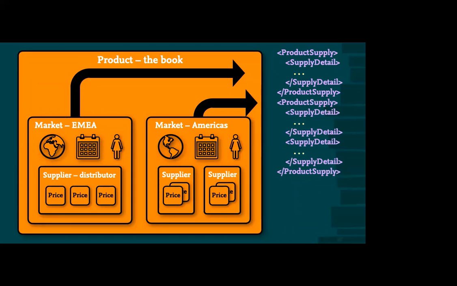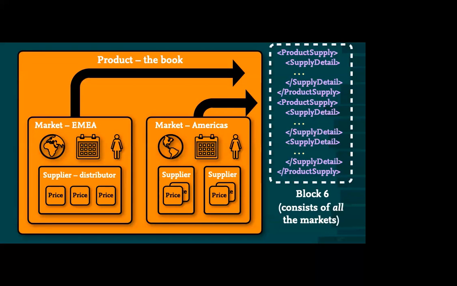Now, it's an obscure point, but for reasons related to block updates, Block 6 consists of all the markets together, rather than there being a Block 6 for each individual market. Product supply is repeatable, but all the repeats together constitute Block 6.